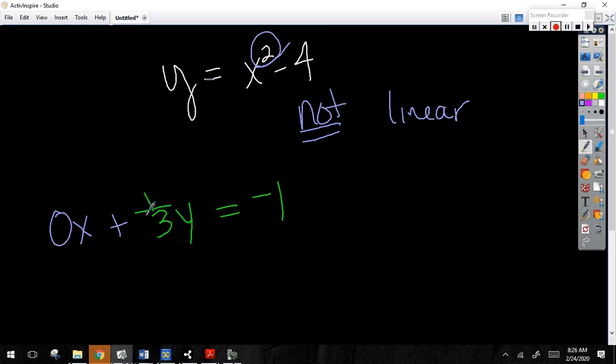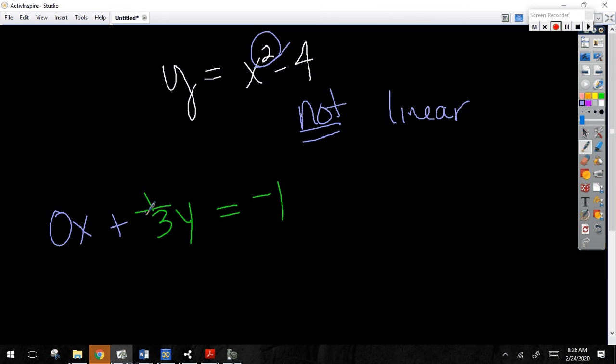Sure. I haven't changed the value. Does this make sense? If you cannot move it around and put it in standard form, it is not a linear function. If you can, then yes, it's a linear function. Does that make sense? All right, so I told you we were going to graph, and so we shall.